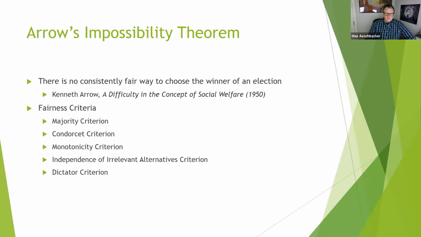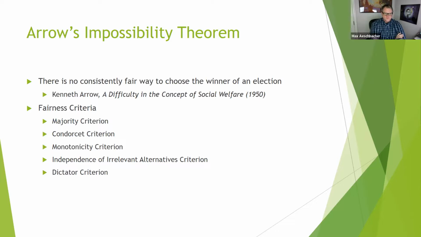And we mentioned the dictator criterion here, even though it's pretty obvious that this essentially says you can't have one vote determining the outcome of the election. There can't be a dictator. That's definitely not fair or just.